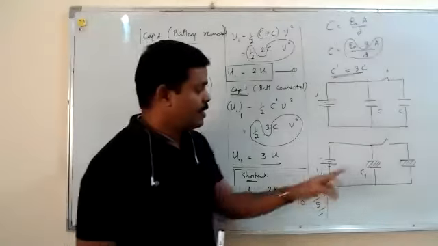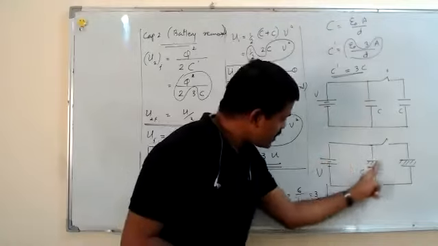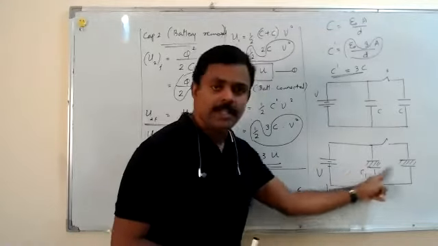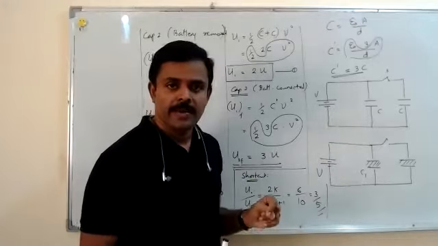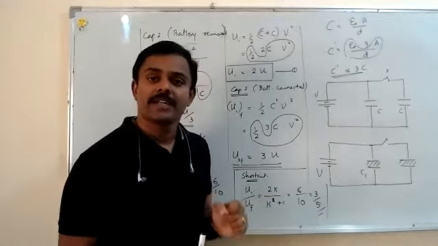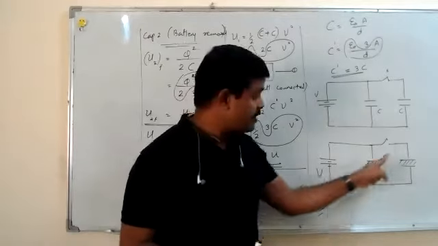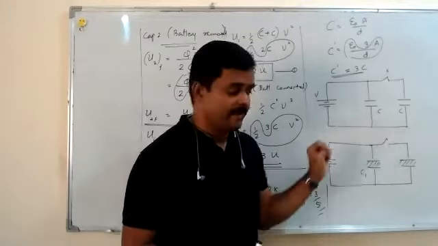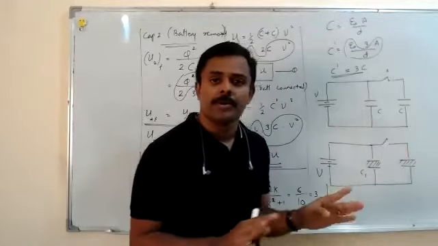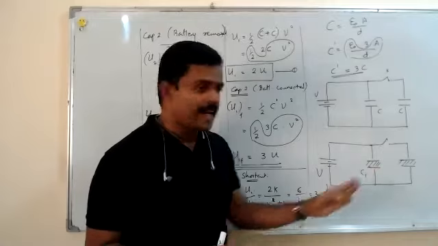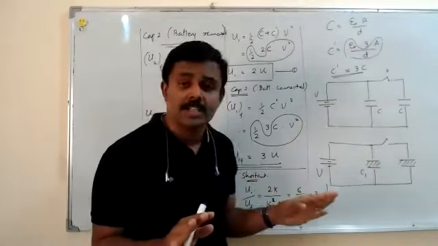What do they say? They are breaking the circuit here, which means this capacitor is still connected to the cell. It is the battery connected case. How about the second one? The circuit is broken here, which means that capacitor is no more connected to the cell. That part is broken. There is no path for the charge to flow.